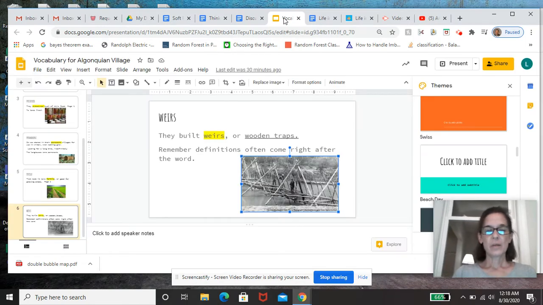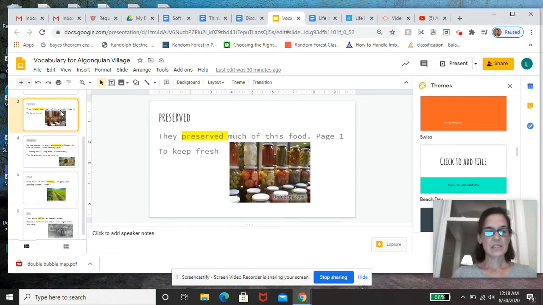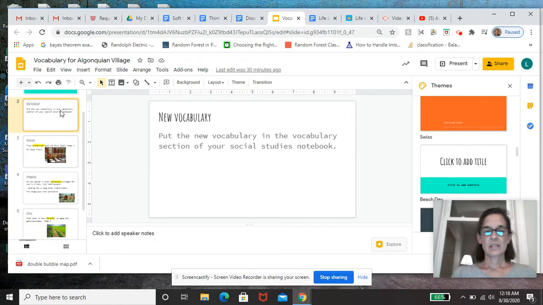There we go. Okay, I want us to take a look at some words that are going to be in the text. I'm sorry, it's being a little bit slow.